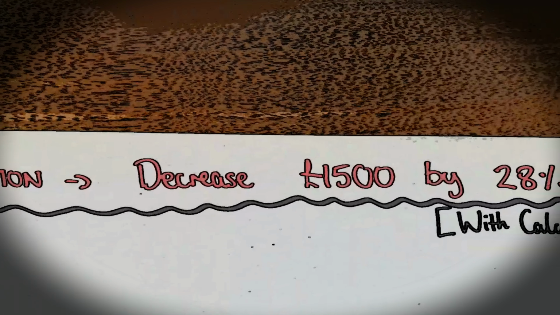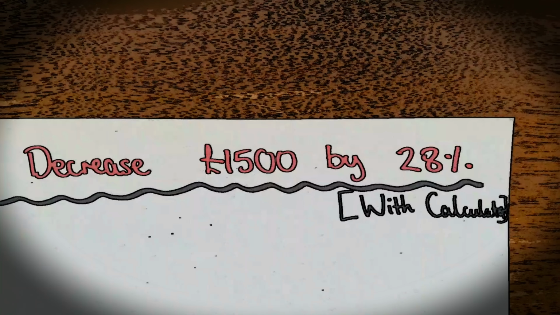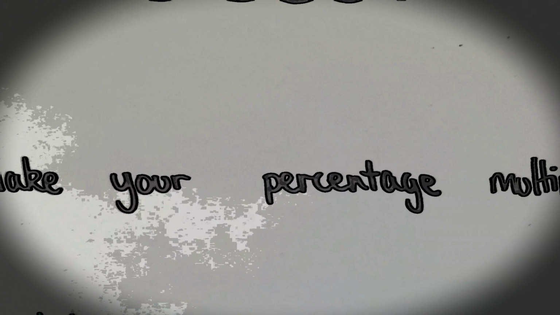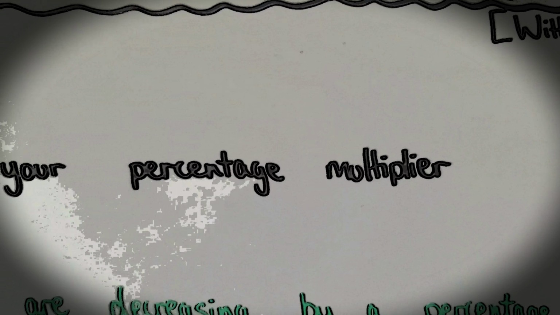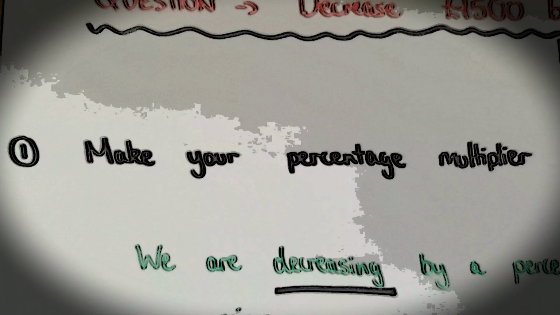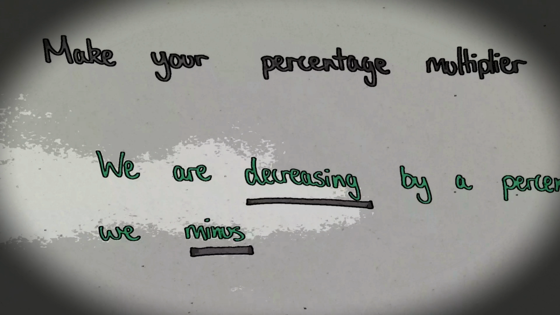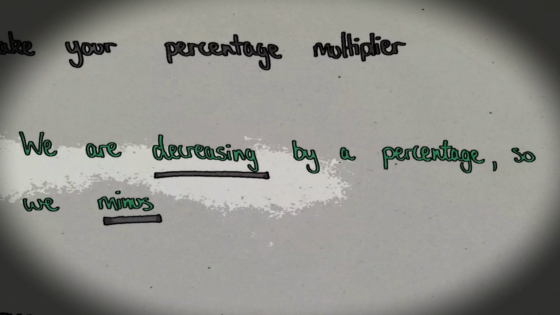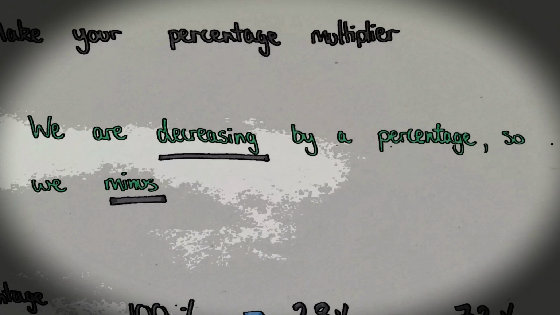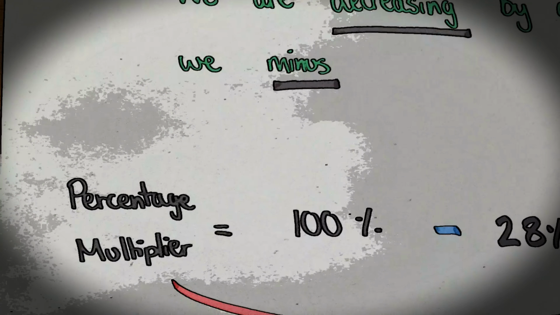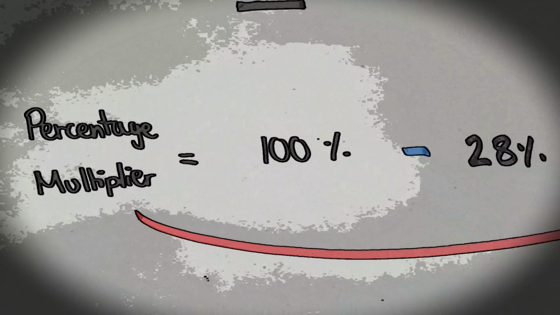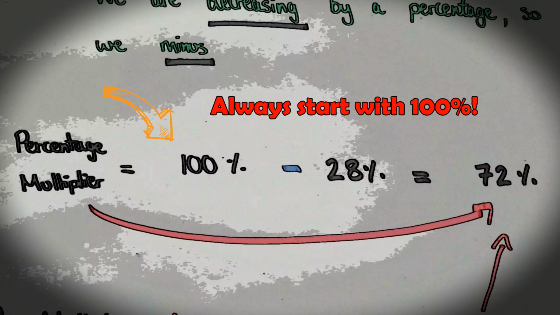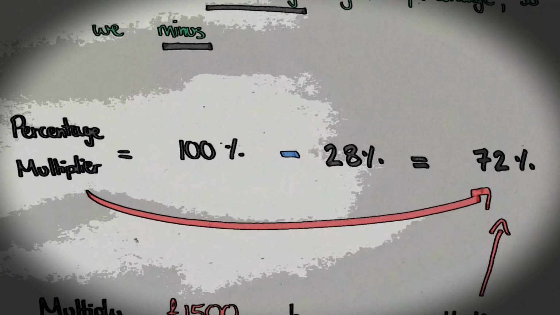Okay, so we have a question here. Decrease £1,500 by 28%. The first thing we do is to make our percentage multiplier. To make your percentage multiplier, start with 100% first. As there is a decrease of 28%, we are going to minus 28% from 100%. 100% take away 28% equals 72%. This 72% is our percentage multiplier.